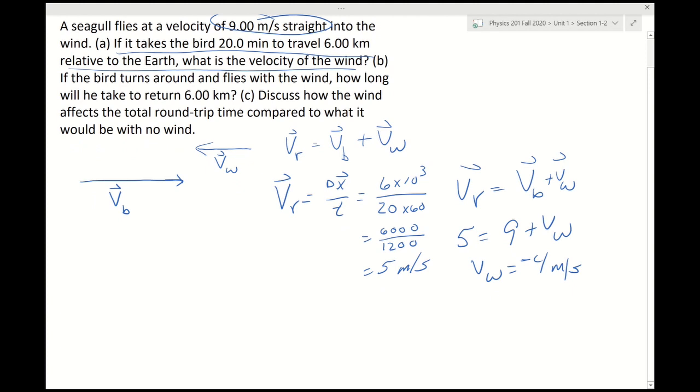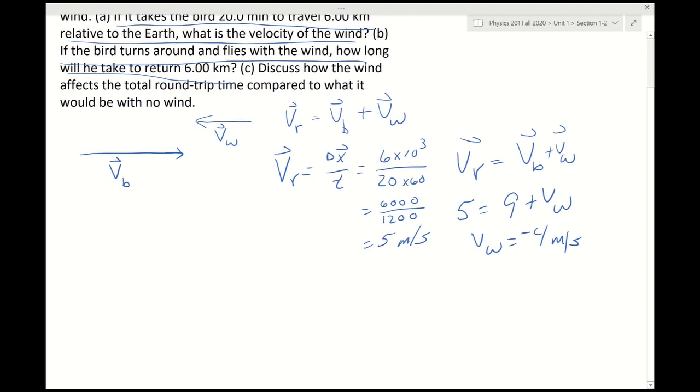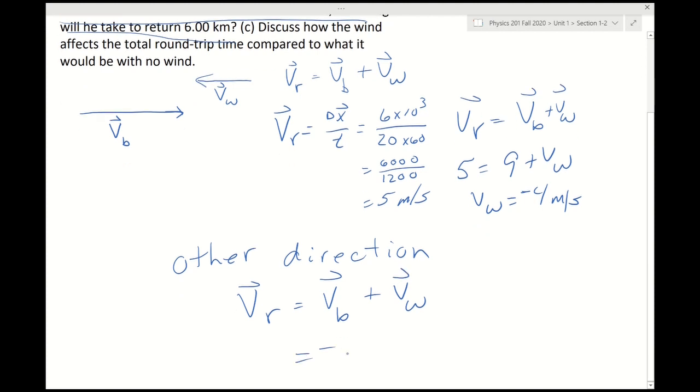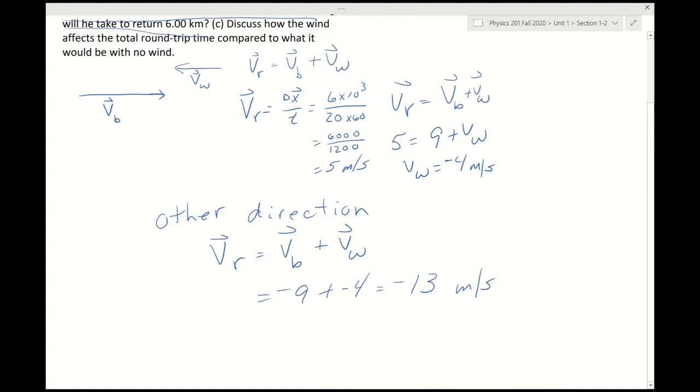On the other hand, if we look at how long it would take the bird going in the other direction, we now know that for the other direction, we still have VR equal to VB plus VW. But now the bird's going to the left. The wind is also to the left, so that the resultant is 13 meters per second to the left.